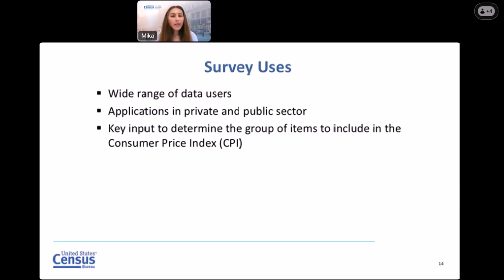We have a wide range of data users. A lot of people use our data for a lot of different purposes. That includes other government agencies as well as non-government agencies, market researchers, academics, and they use it for things like policy planning, demand planning, and really just to measure the economic health of US households. Probably one of the most high-profile uses of CE data is to determine the group of items that are part of the Consumer Price Index, or CPI. Our data is one of the key inputs to come up with that data, or that number.